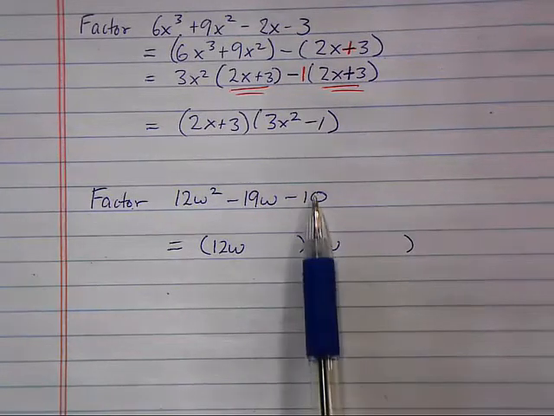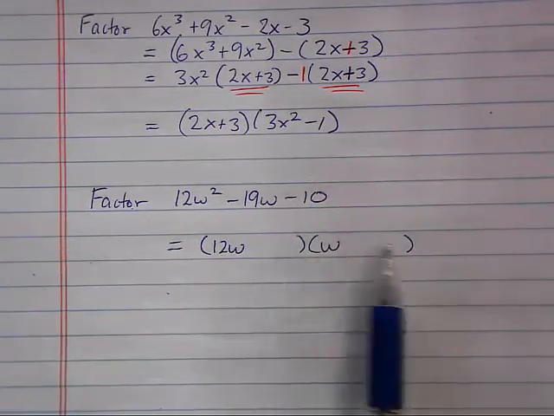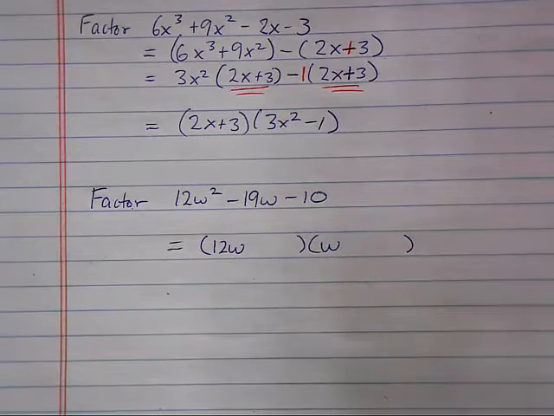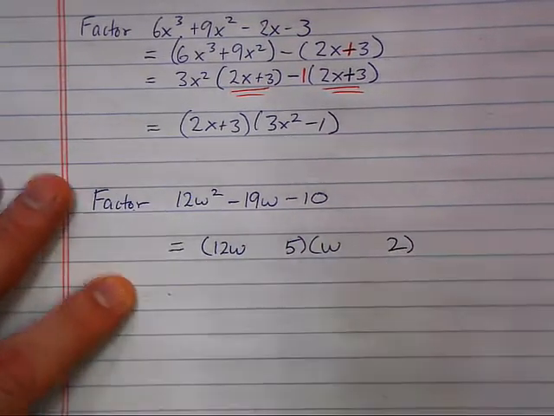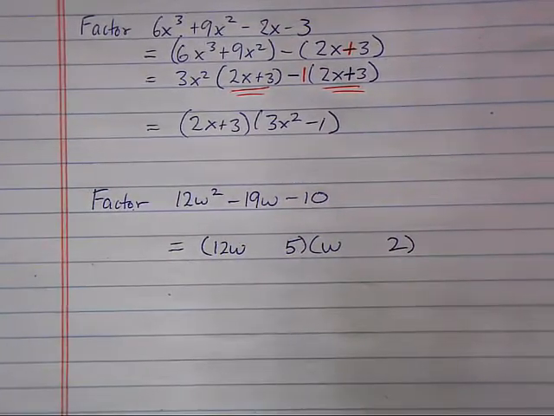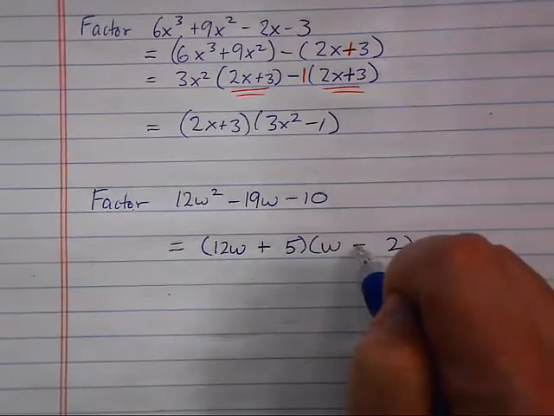Now I look at the other end. The other end has a negative 10. How can I get negative 10 when I do FOIL? I could use 5 and 2, or I could use 10 and 1. Which one's the right one? 5 and 2? How about signs? Positive 5 and negative 2.